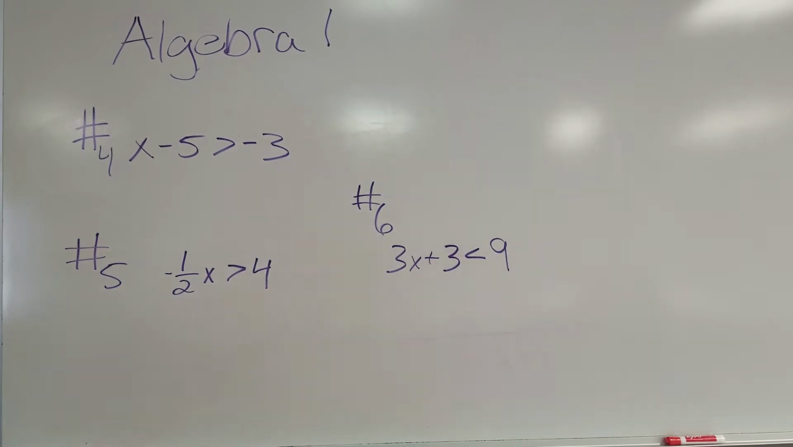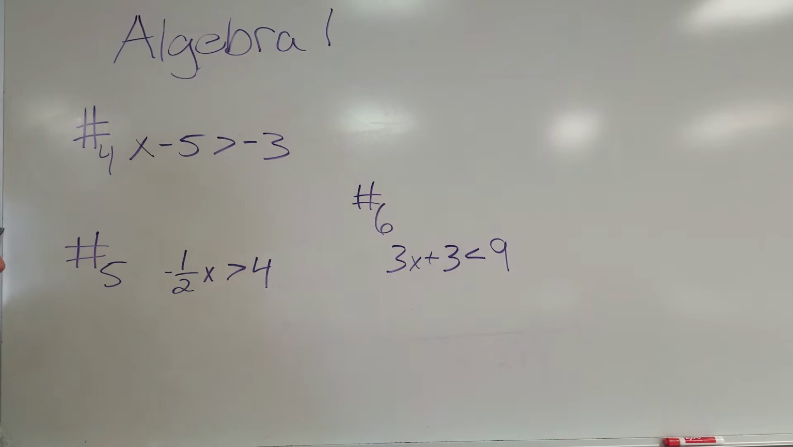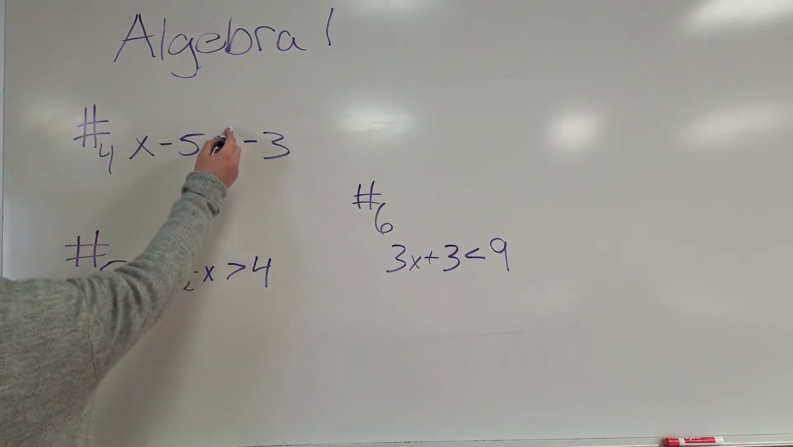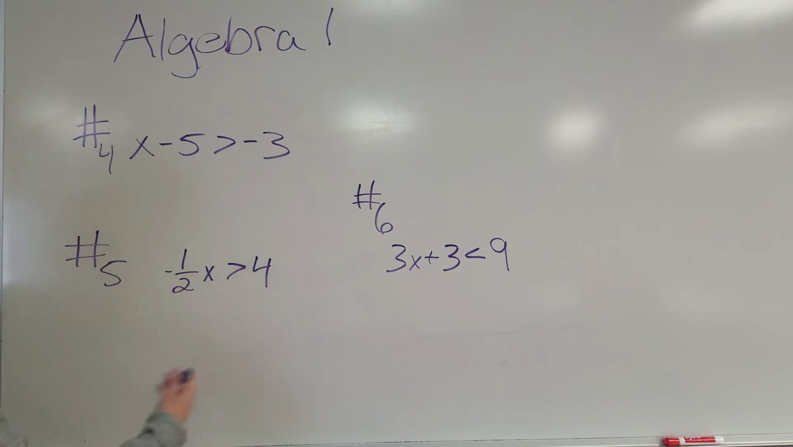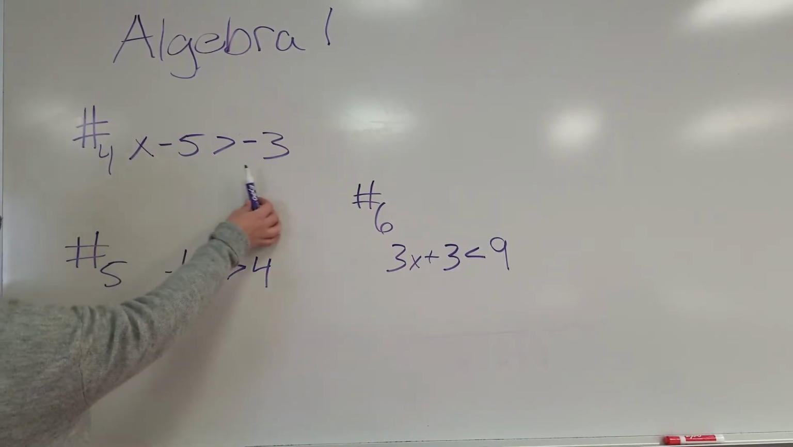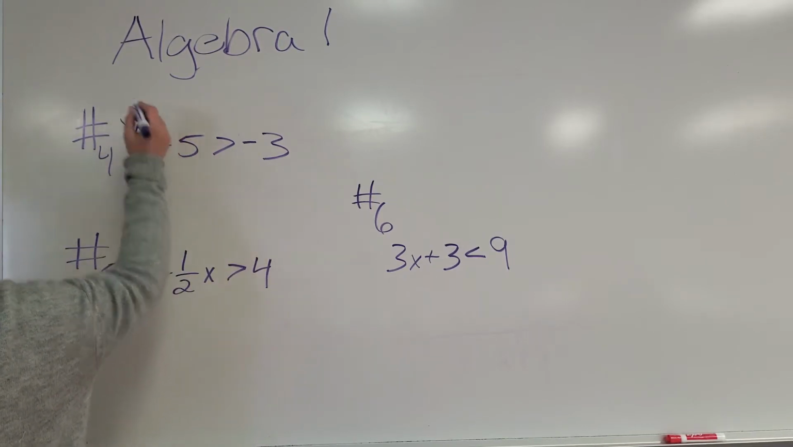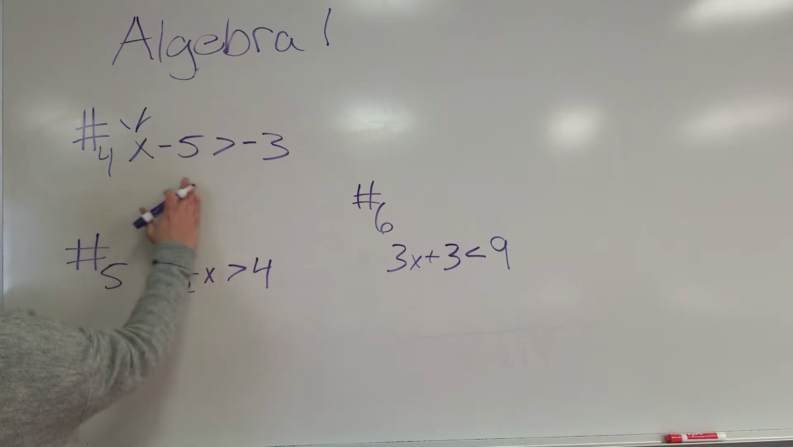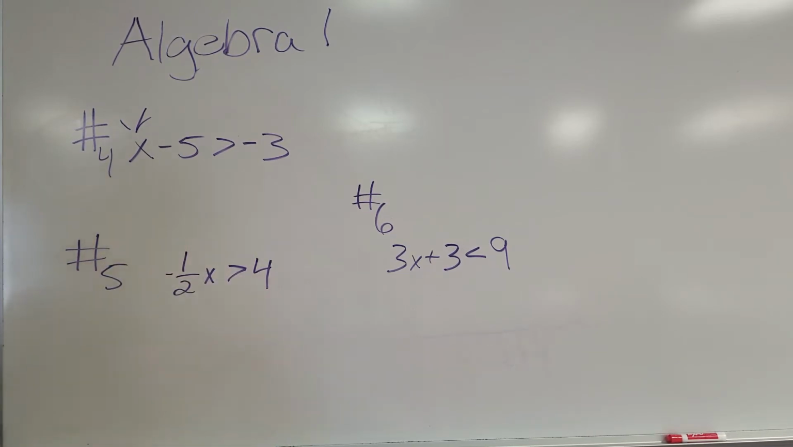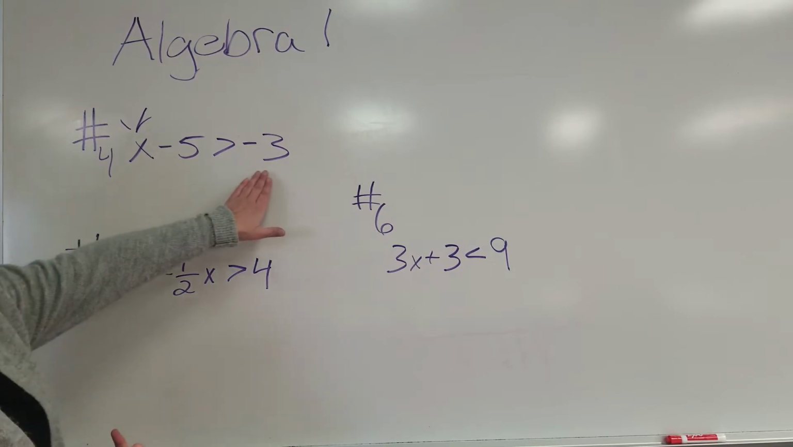Problems number 4, 5, and 6. On number 4, they say, choose the solution set. So you're just going to solve this. Remember, this acts as your equal sign. It's just an inequality, which means not equal, but it still acts as an equal sign. So if you move anything across, you want to isolate x and get everything away from it. If you move anything, the sign performs the opposite function. So right now, it's x minus 5 is greater than negative 3.